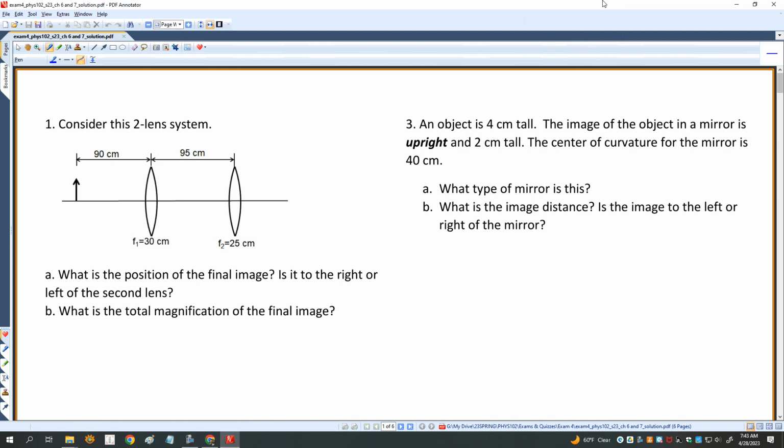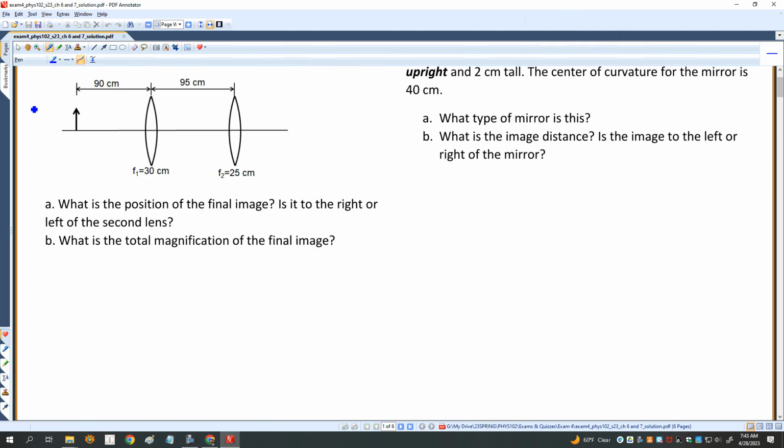All right, let's consider this two-lens system. Here I have an object. I want to know the position of the final image. Two parts to this, three parts maybe. First of all, I want to find out what is the image distance of the first lens.